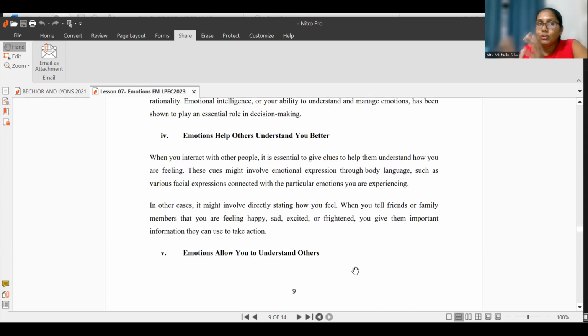So therefore emotion helps others to understand you better. On the other hand, the other side of the coin is that emotion allows you to understand others, and will definitely force you to help them when it is necessary.